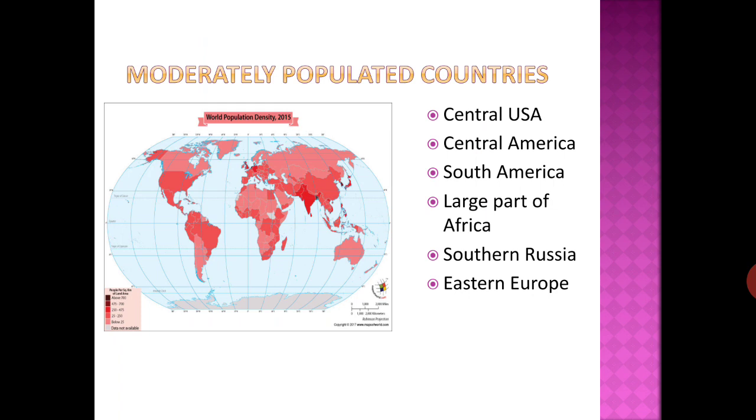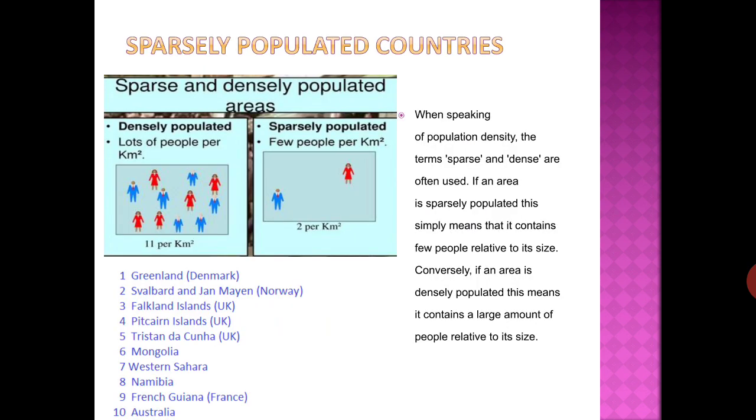That is, the regions of Central USA, Central America, South America, a large part of Africa, South Russia, Eastern Europe, Central China, the Deccan Plateau of India, and Southeast Australia are some of the regions where moderately many people are living. This means the density of people in that area is moderate.